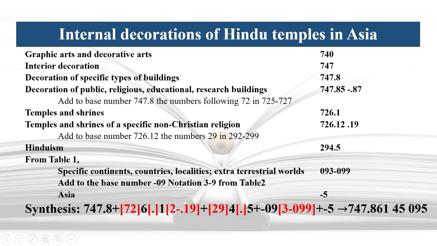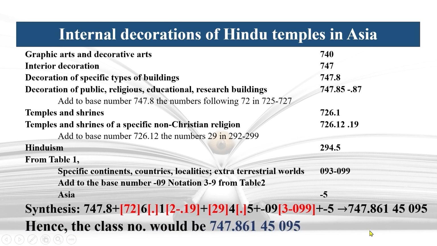Therefore, the number will be 747.8. Then we add 726.12 to .19, from where we take only 6 and 1. Then we proceed to the religion of a particular nature, from where we take only 4 and 5 for Hinduism. Then 09 from Table 1 and 5 from Asia, which we found in Table 2. So finally the number will be 747.861.45095. Isn't it interesting?